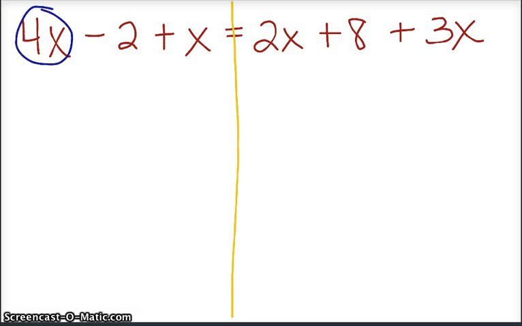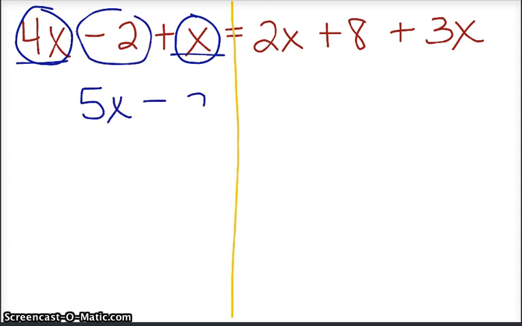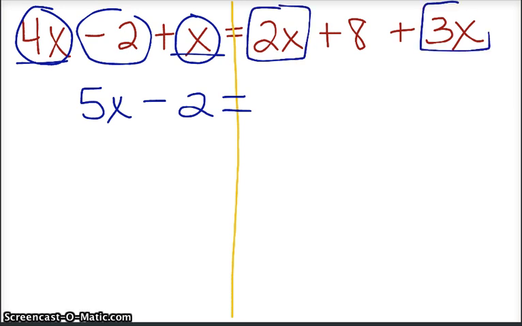So I noticed that I should probably put my x's together over here. 4x and another x is 5x. So I have 5x minus 2 equals, on the other side, let's put my x's together. Looks like I have 5x and then plus 8. Now right here, you might notice something. I got 5 x's on both sides.